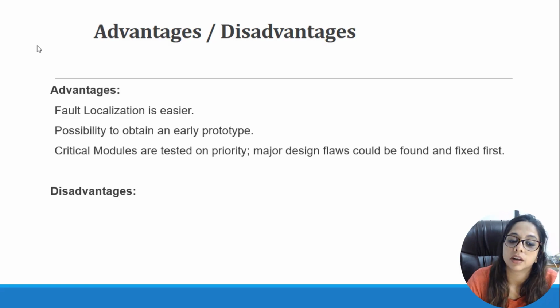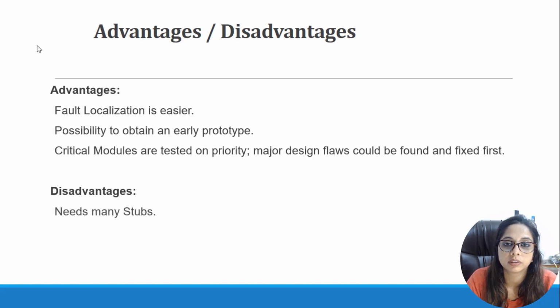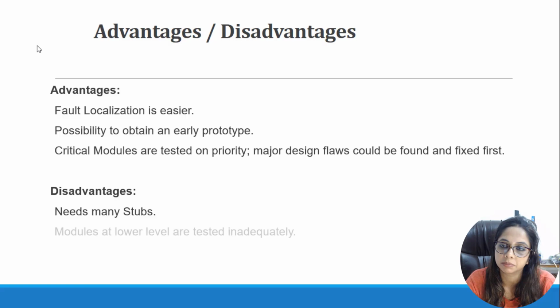What are the disadvantages of top to down approach? There may be a possibility where we need a lot of stubs, because we have the higher modules ready and we don't have the lower modules. So there can be a possibility wherein we need many stubs to perform the testing. So there can be that possibility wherein we can require a lot of stubs.